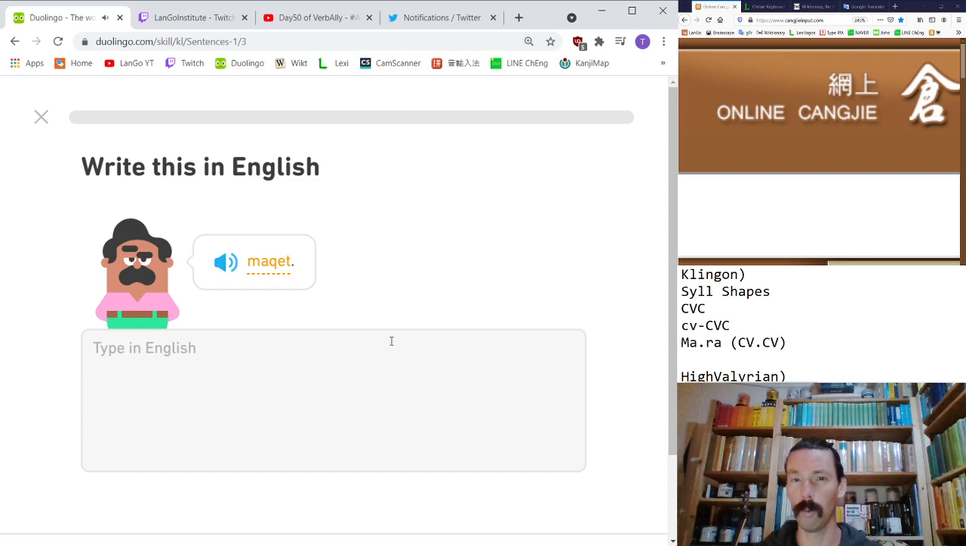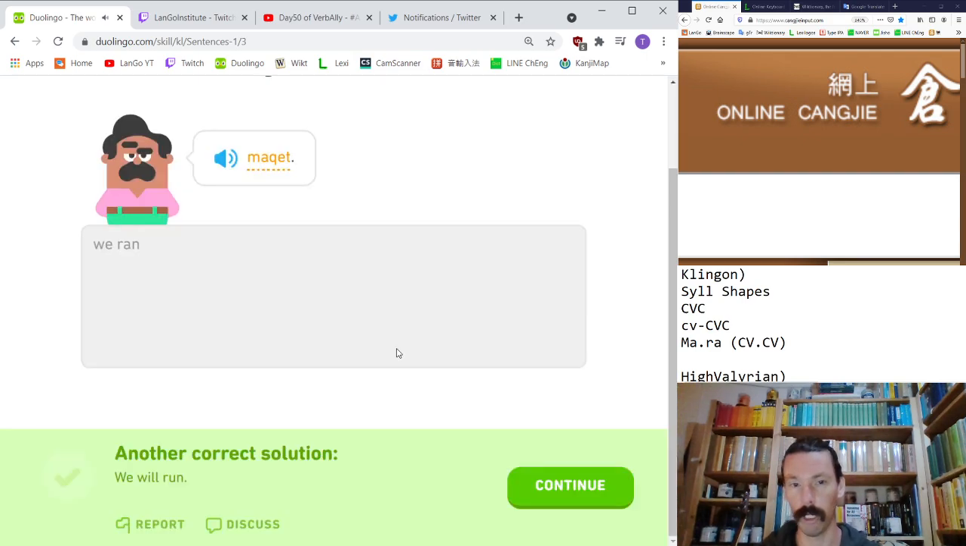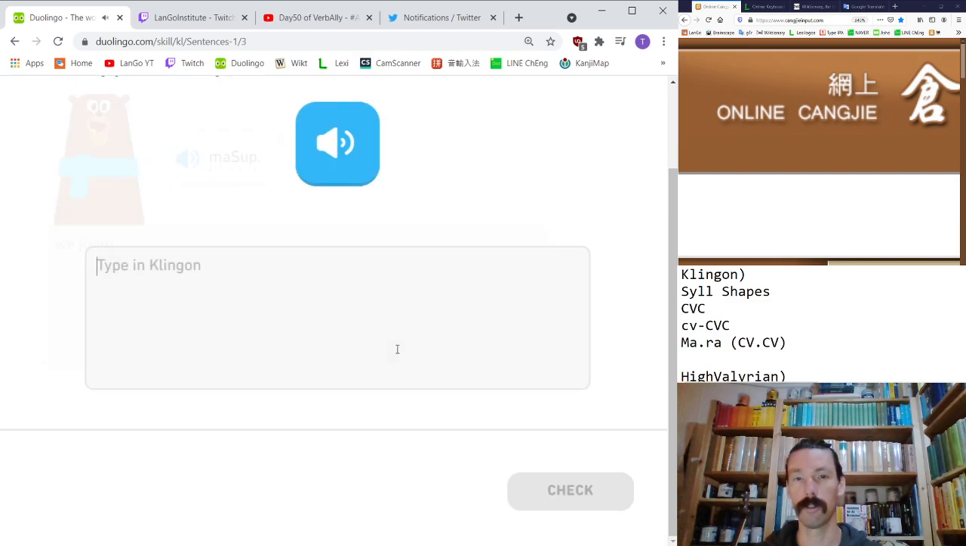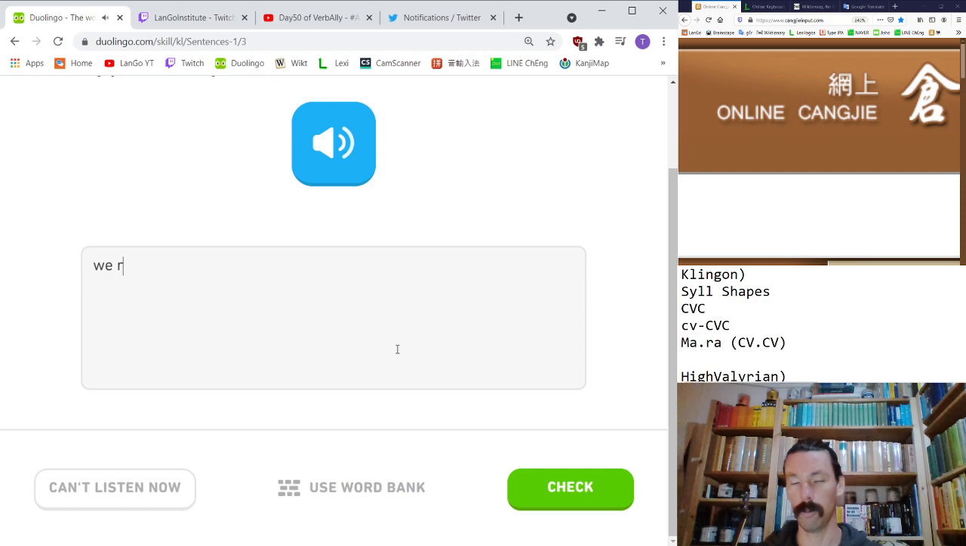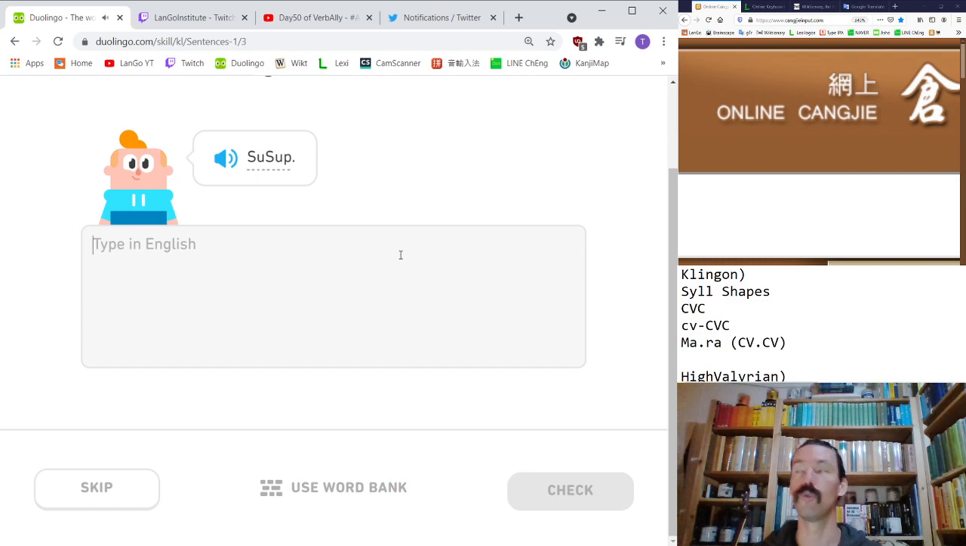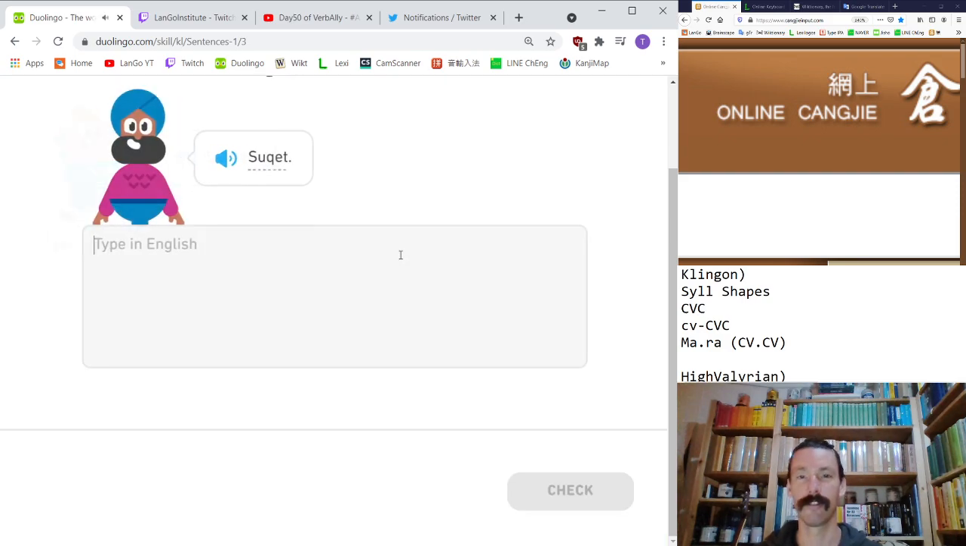Maket. Ma, mas, you plural, I think? Or is it? No, it's we. Maket. We run. Or we ran. Mashup. Shup, we jump. Maket, edge, mashup. We run, edge, and mashup, we jump. Okay, the meaning that it should be... Oh, I'm supposed to put Klingon in. Alright. Silly me. Shushup. Ooh, that's the you, plural. You jump. Shuket. You run.